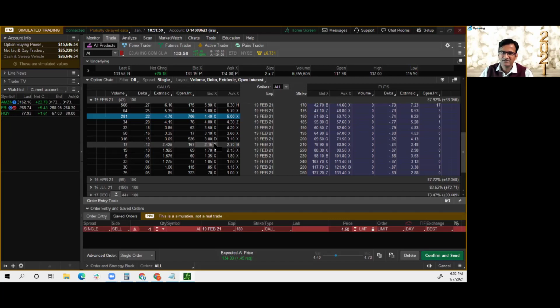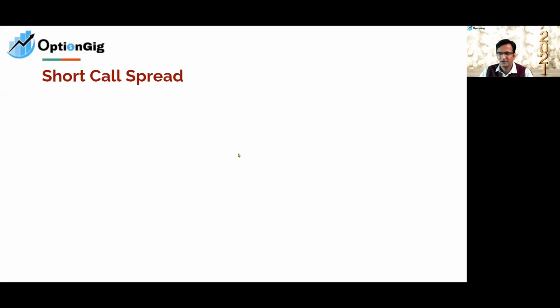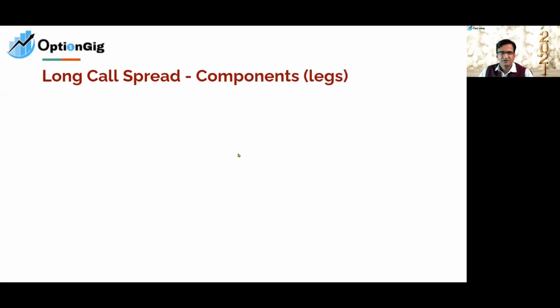Your intent is to just collect some income. Your intent is not that you hate a stock and you want to let the stock go. You still want to hold the stock, want to ride it for the next few years. And it is a momentum stock and it goes too high too soon. Sometimes in that case, use a call spread. So we already talked about the short call spread. Let's look at a question.